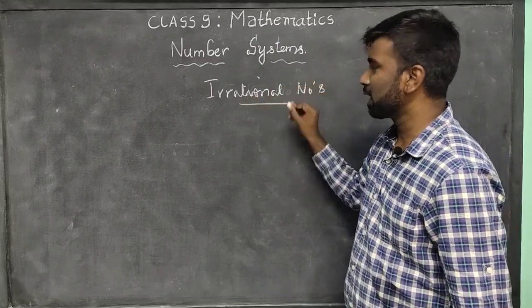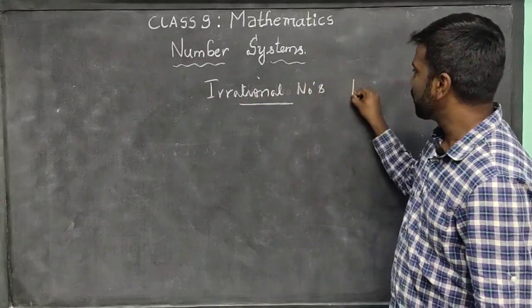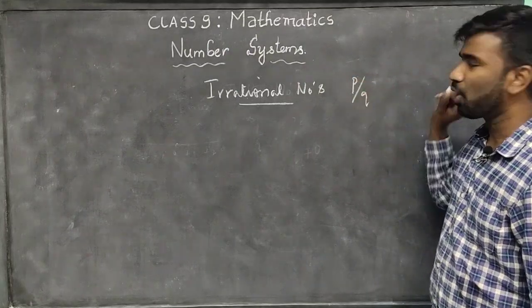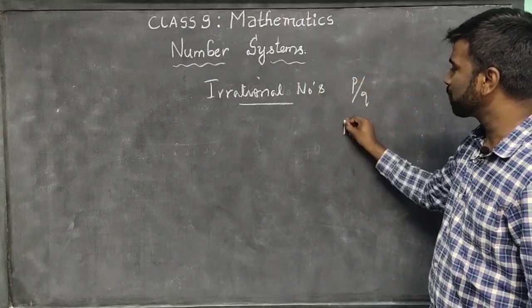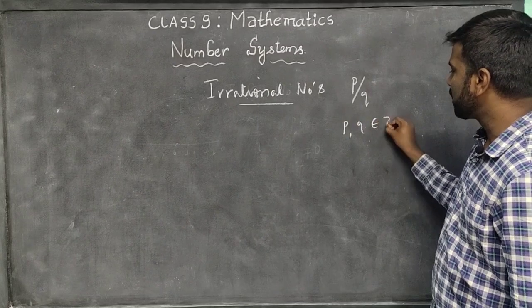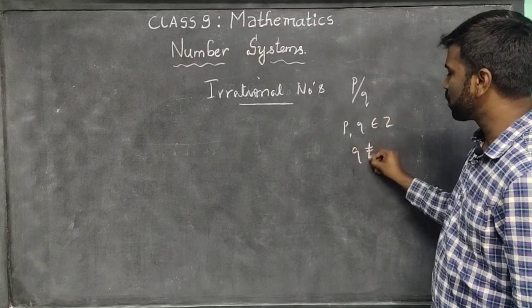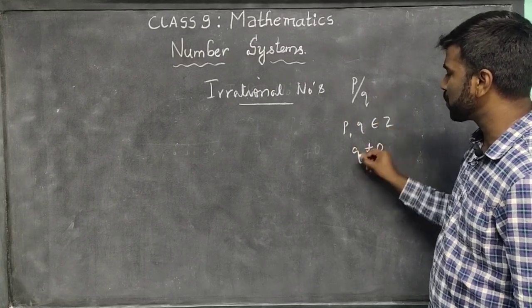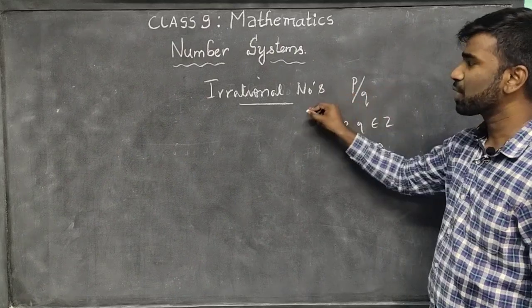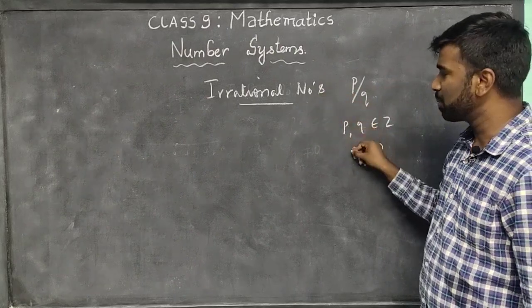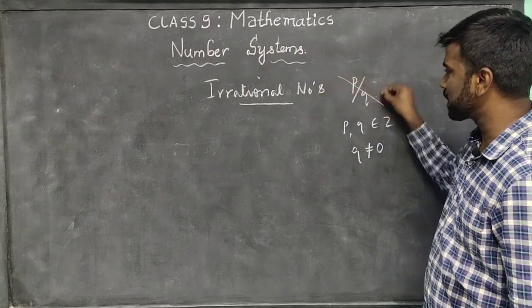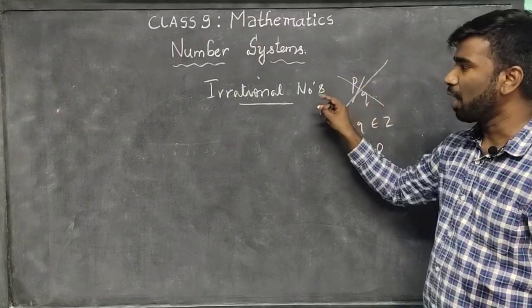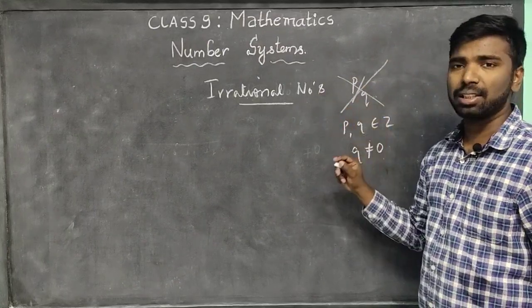What are irrational numbers? The numbers which cannot be expressed in the form of p by q, where p and q are integers and q should not be equal to 0, are called irrational numbers.